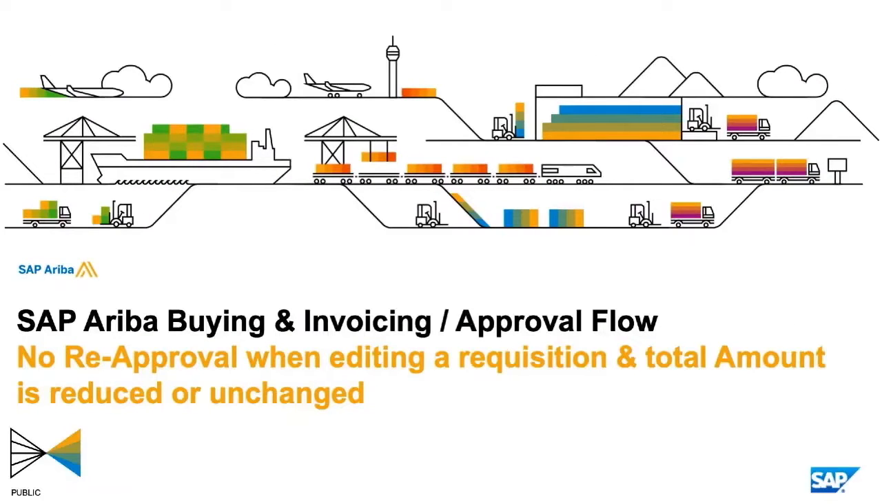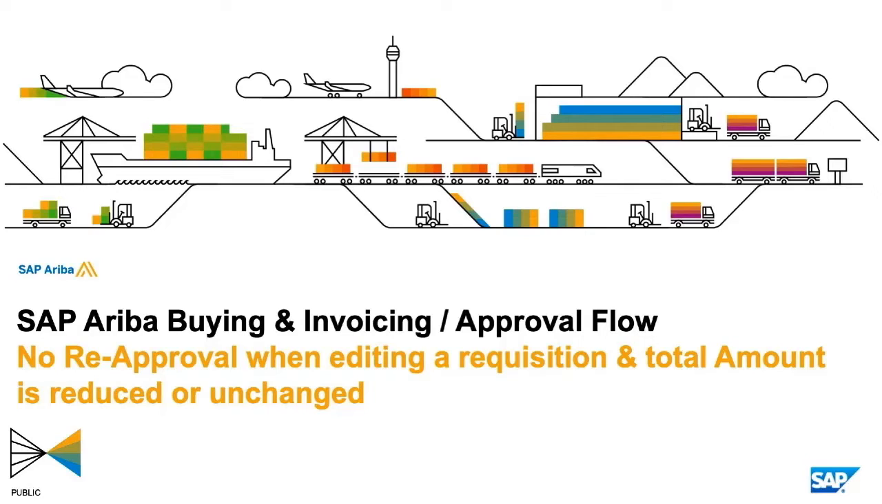This is a video to show how to set up the approval rules such that no reapproval is required when editing a requisition and the total amount is either reduced or unchanged. So this will be an edit rule that we will add using a new feature that was just released in Q2 2018, so that you can build this edit rule on a requisition, and when an approver is editing the requisition and they don't touch the total amount, it will just continue with approval as is without having to require reapproval.